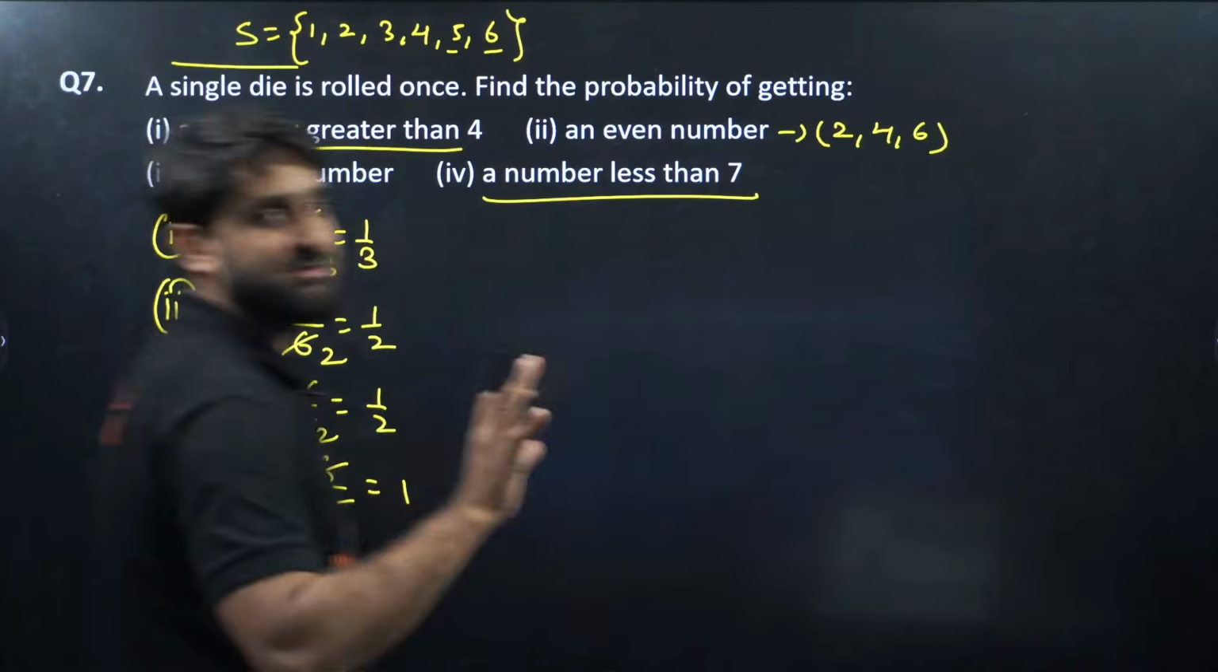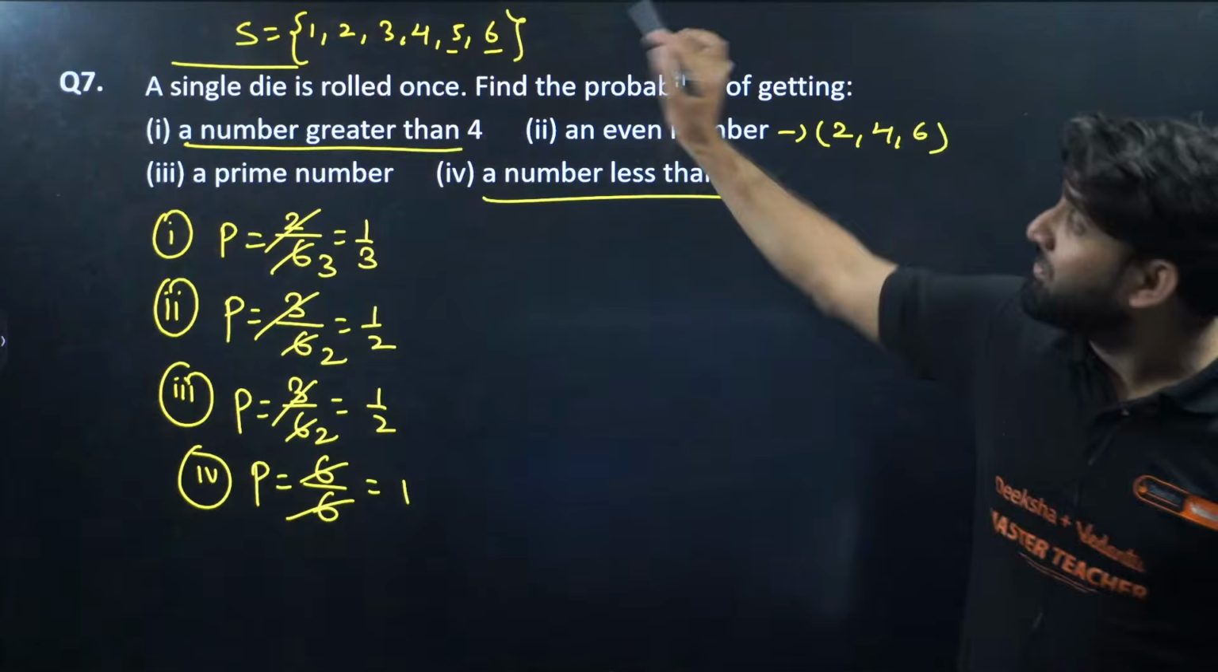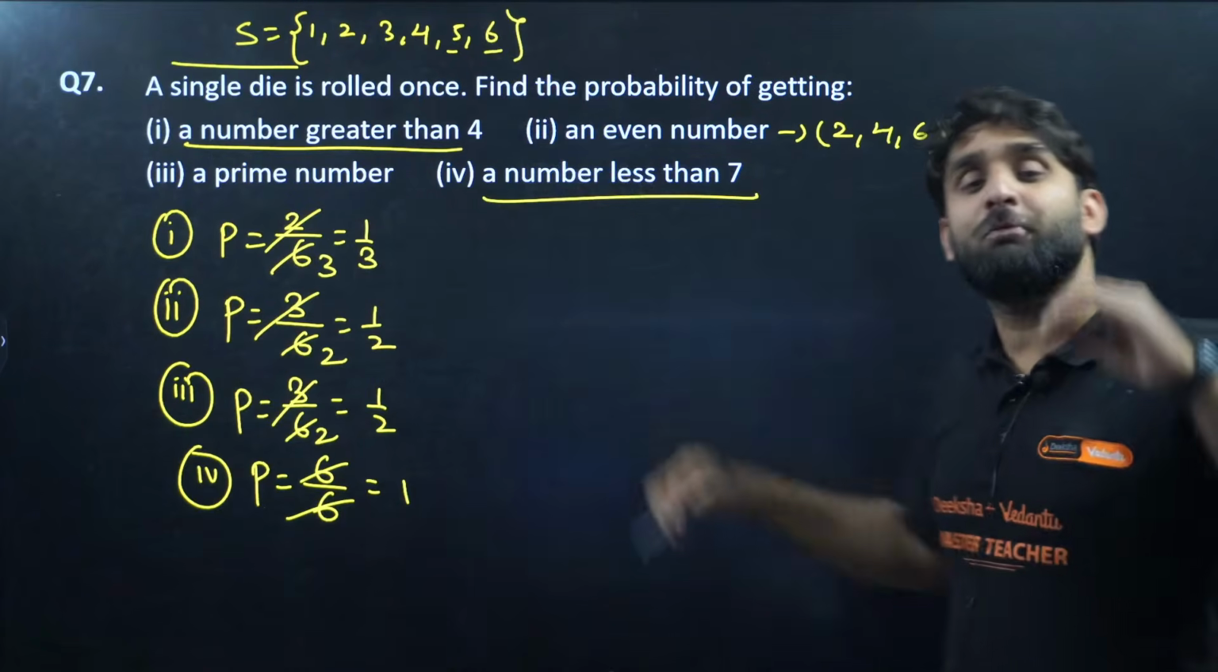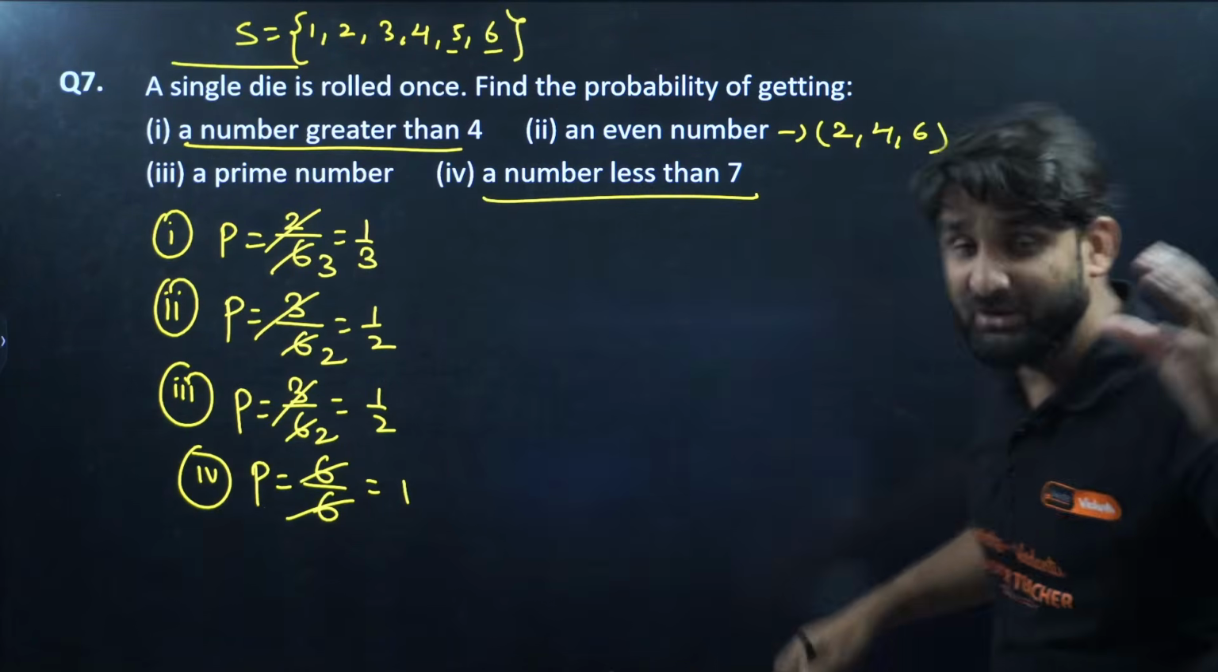I hope this question is clear to you all. So writing the sample space is very important. How many possible outcomes are there? How many possibilities are there?